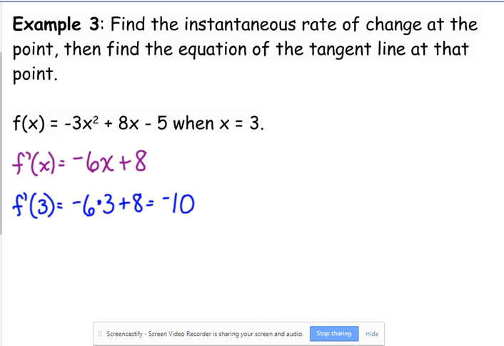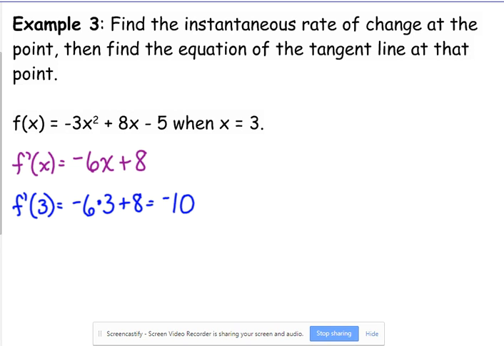So we need slope and a point, so that's the instantaneous rate of change. Okay, the derivative at a point is the instantaneous rate of change at that point. Then we've got to find the equation of the tangent line. So for the equation of the tangent line, we need the slope and we need a point. So we've got the slope. We got f prime of 3 is negative 10. We've got the slope. We need the point. We only have the x coordinate. Where does the y coordinate come from?